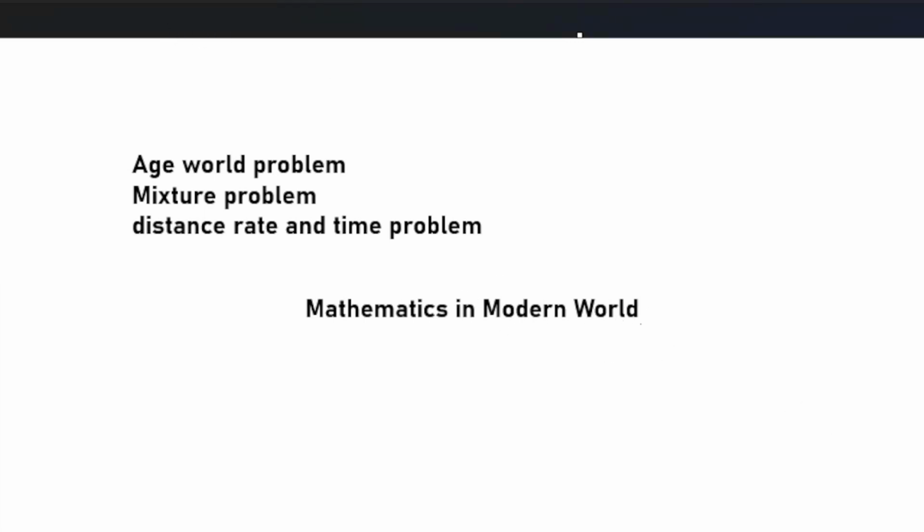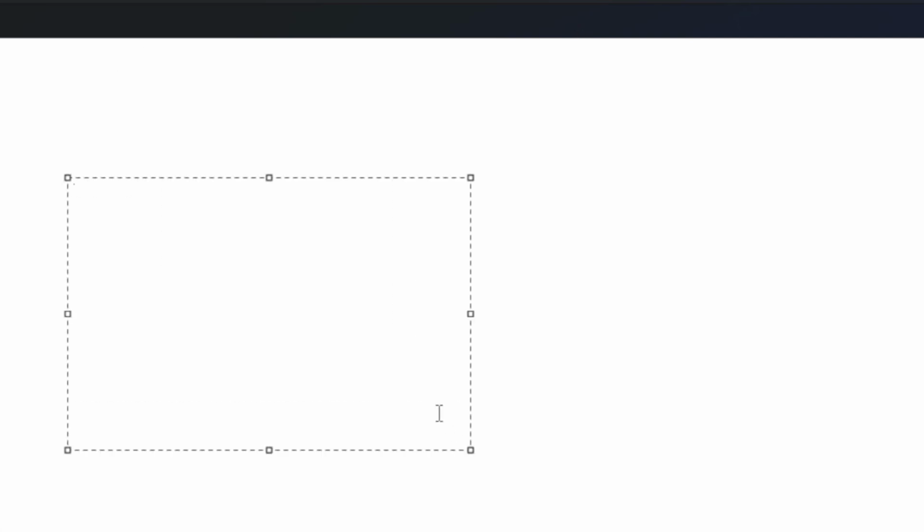So first, let's write Zach's age. Zach's age equals x. Since Jack is 3 times as old as Zach, you can write Jack's current age as 3x. So Jack equals 3x.